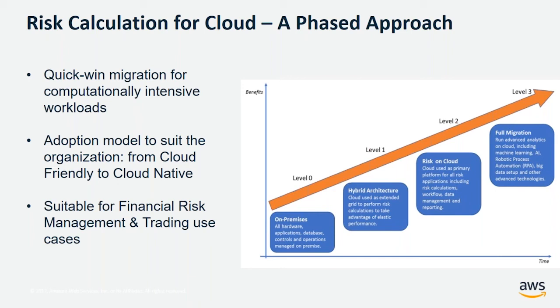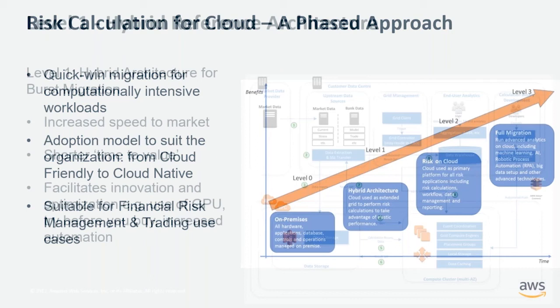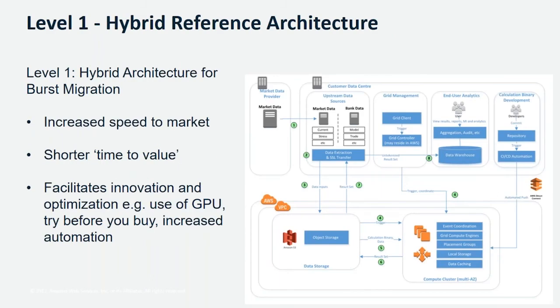So we're going to take a dive into the reference architectures for each of these models, and then an example. For the first level of migration, this is a cloud-friendly extension into AWS. In essence, this model provides you with access to network, compute cores, be it CPU or GPU, as you've mentioned, memory, and temporary storage. The benefits of doing this we've covered before, but in summary are increased speed to market for creating new calculations, a shorter time to value for benefit realization, and finally, it enables innovation.